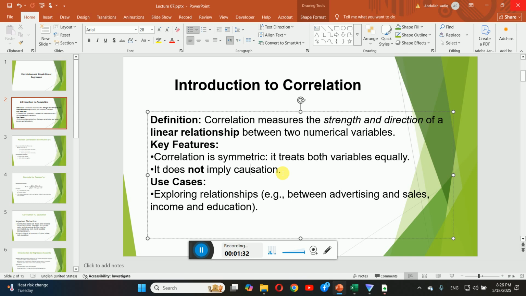And then we try to know whether they are related strongly or weakly, and whether the relationship is positive or negative. If you have a business and want to know the relationship between advertising and sales, or the relationship between income and education, you are just interested in whether the relationship is positive or negative. Not about the causation. What is affecting another is not important in correlation, dear students.